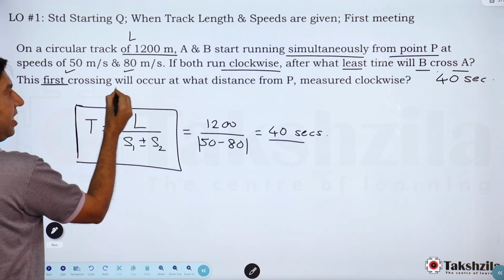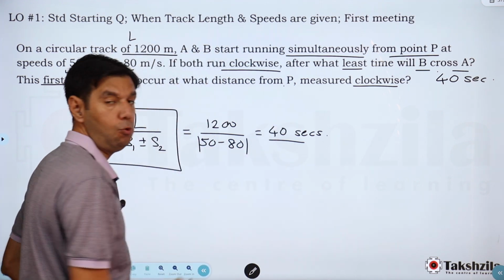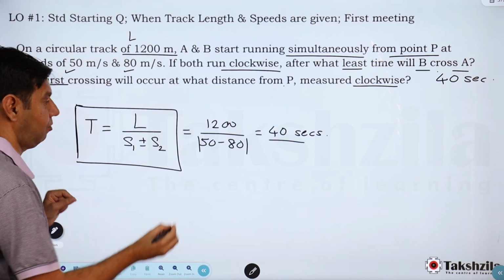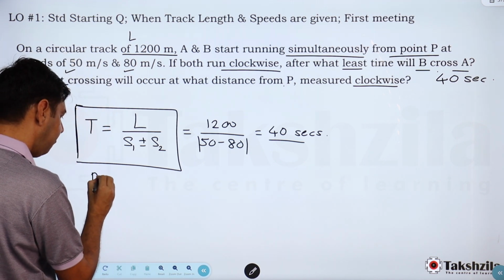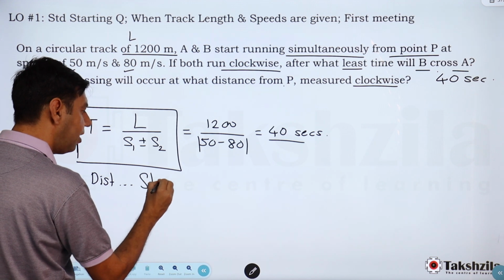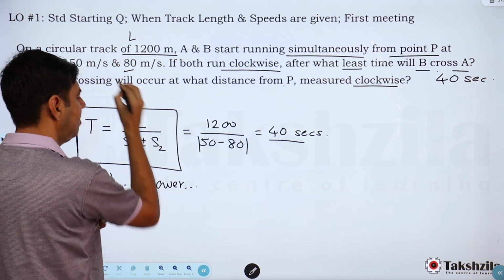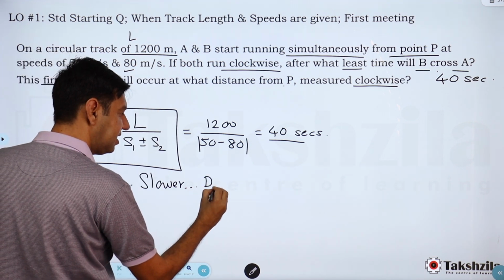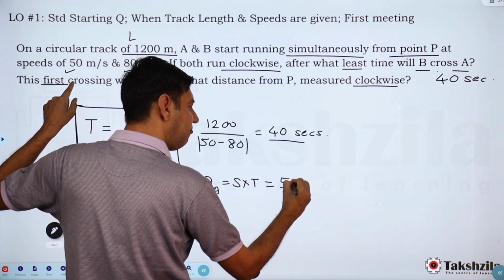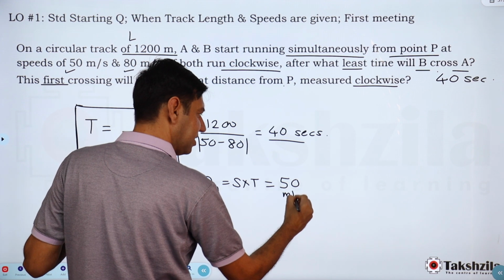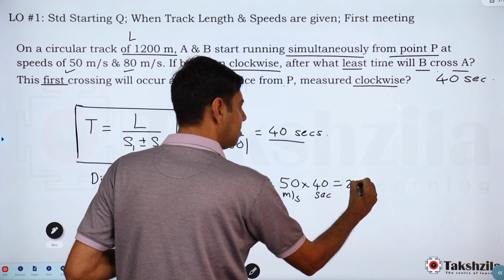Now this first crossing will occur at what distance from P measured clockwise. So now we are talking about where on the track this meeting is going to happen. And so for the distance, you can choose the slower one. Even the faster one will do, but slower will mean lesser work. You choose the slower of them, that is A. So you find the distance run by A. Distance is speed into time. The speed now we are taking only of A, I'm only focusing on A, 50 meters per second. The time that he has been running is whatever we found earlier, right? So he runs 2000 meters.